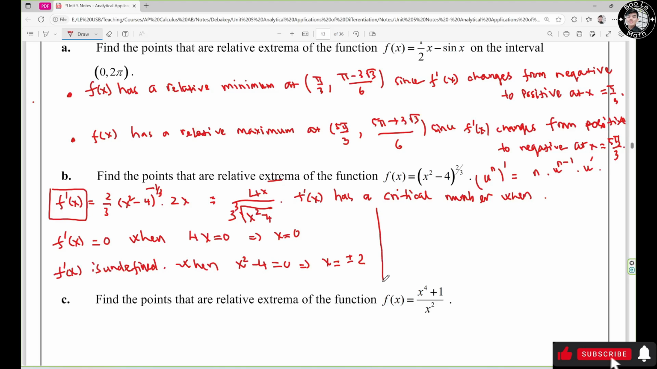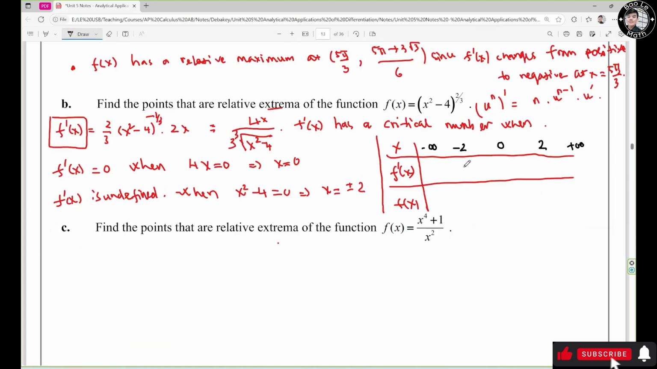Now you need to draw the diagram. Write at s equals 0, f prime of s equals 0, so you need to put a 0 right here. Write s equals plus and minus 2, f prime of s is undefined, so you put 2 lines right here.